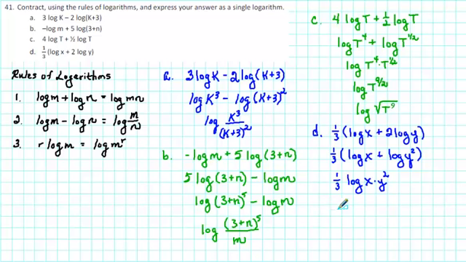And now we can use rule number 3. We'll take the 1/3 coefficient and write it as an exponent inside of the logarithm. So we have the logarithm of the 1/3 power of x times y squared. But the 1/3 exponent means to take the cube root of an expression, and so our final answer will be the logarithm of the cube root of x times y squared.